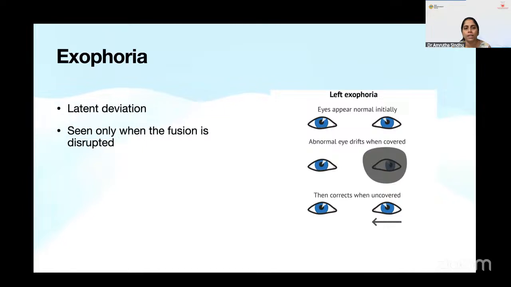So exophoria is a latent deviation, and this is quite common in almost 80 to 90% of the normal population. All of us have exophoria. It is not manifested as such. Only under the cover, when the fusion is disrupted, you will see the deviation, and it is mostly asymptomatic. You don't have to really treat exophoria. Most of us have it.